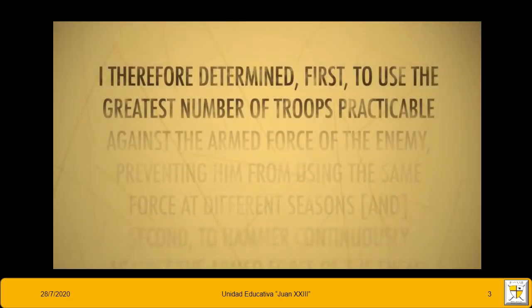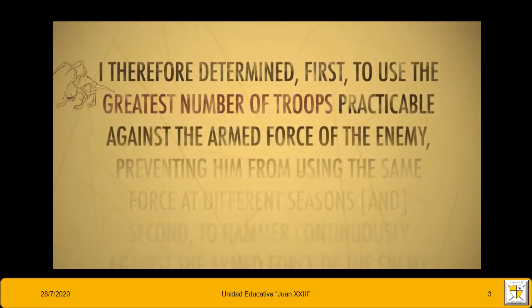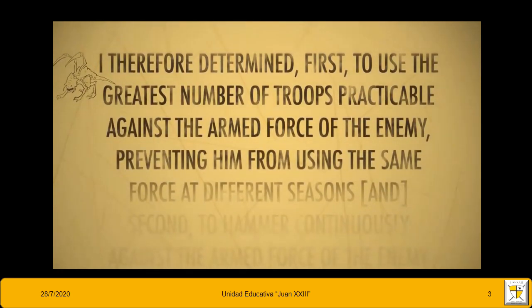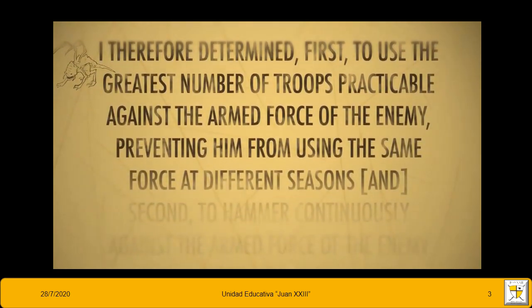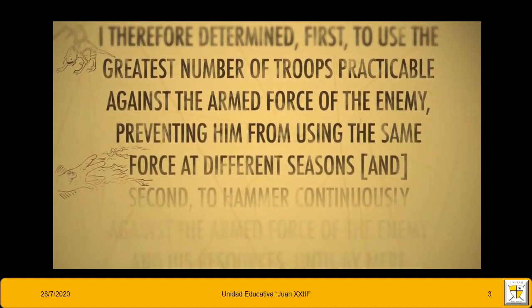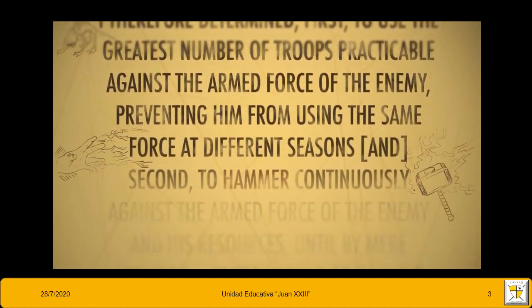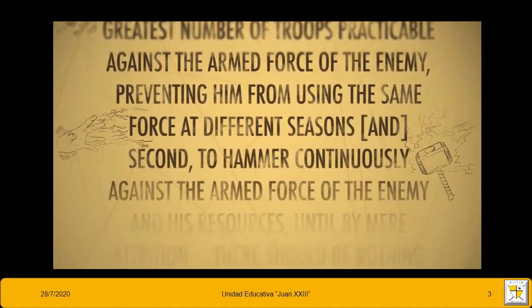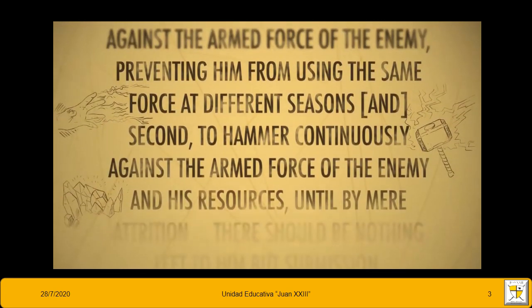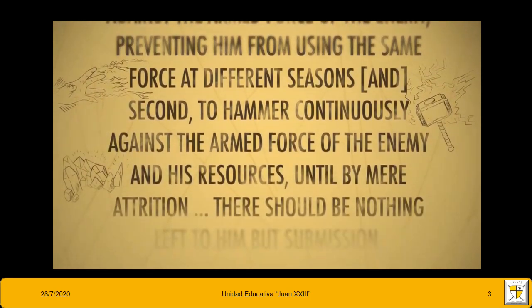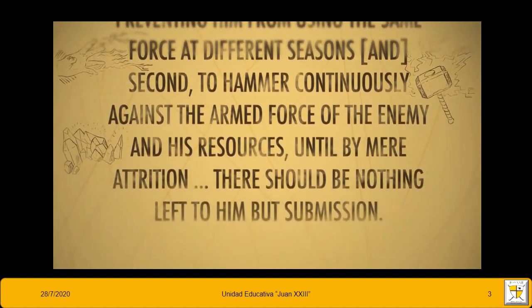I therefore determined first to use the greatest number of troops practicable against the armed force of the enemy, preventing him from using the same force at different seasons, and second, to hammer continuously against the armed force of the enemy and his resources, until by mere attrition there should be nothing left to him but submission.